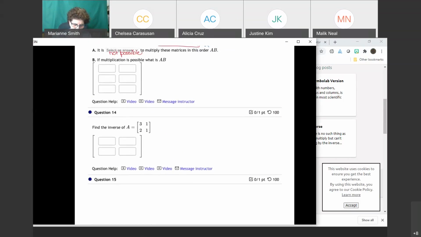Again, finding the inverse of a matrix. On a TI-84, you would do this. You would put matrix A in the first matrix, and then you would do this. And on Symbol Lab, you say inverse 3, 1, 2, 1. So let's head on over there. It's slightly different syntax depending on the tool you're using.